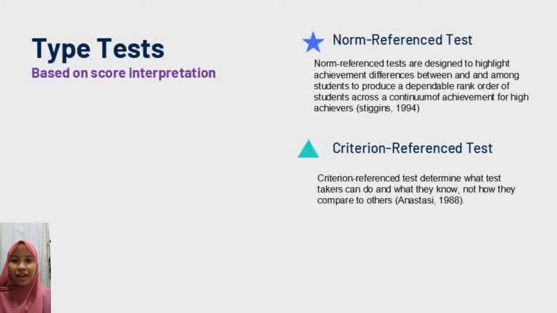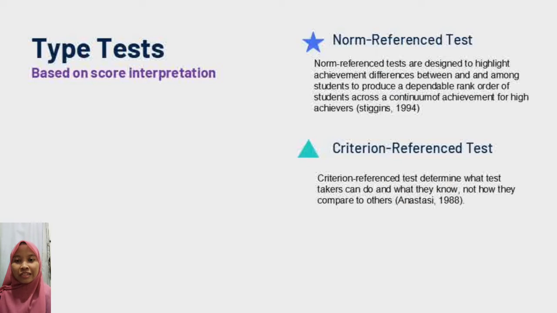Hello everyone, I am Afifah Setiasi and I would like to explain about test types based on score interpretation. There are two kinds of tests based on score interpretation. They are norm referenced test and criterion referenced test. The first, norm referenced test.